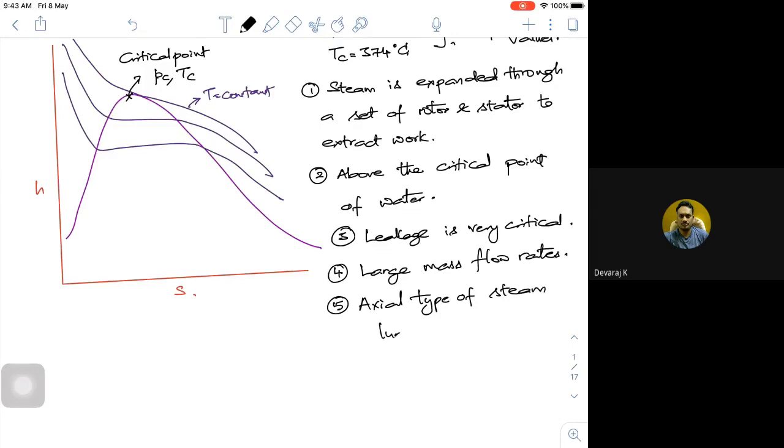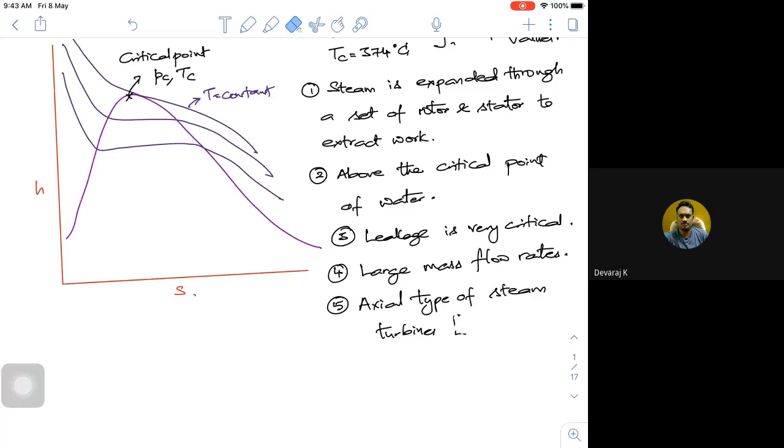Very rarely we come across the radial type. Most of the steam turbines, they will be in terms of stages. So if I speak of any steam turbine, you will be going for either a 3-stage or a 4-stage.